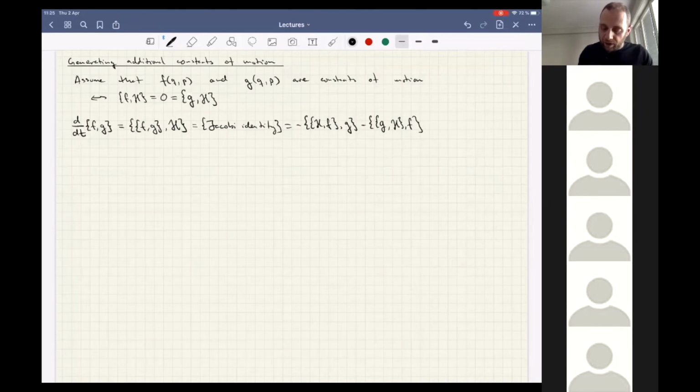So we now have some commutators of F and G with the Hamiltonian, but we know that they were constants of motion, so those commutators were both equal to 0. So this is equal to 0, which shows that if both F and G are constants of motion, then their commutator is also a constant of motion.